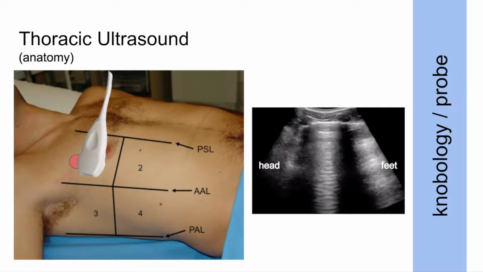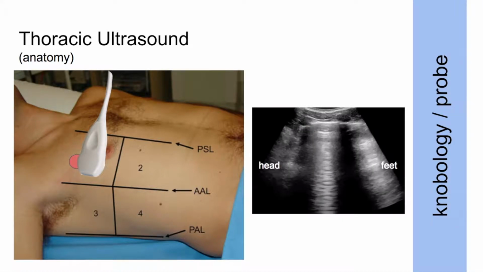Place a transducer with the indicator pointing toward the patient's head, as shown by the red dot. This is the long axis or the sagittal plane. You should see the following image with the head of the patient toward the left of the screen and the feet toward the right of the screen.